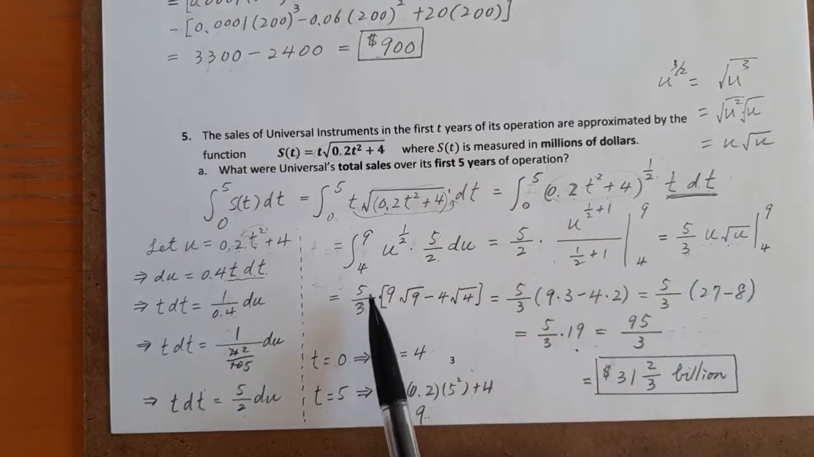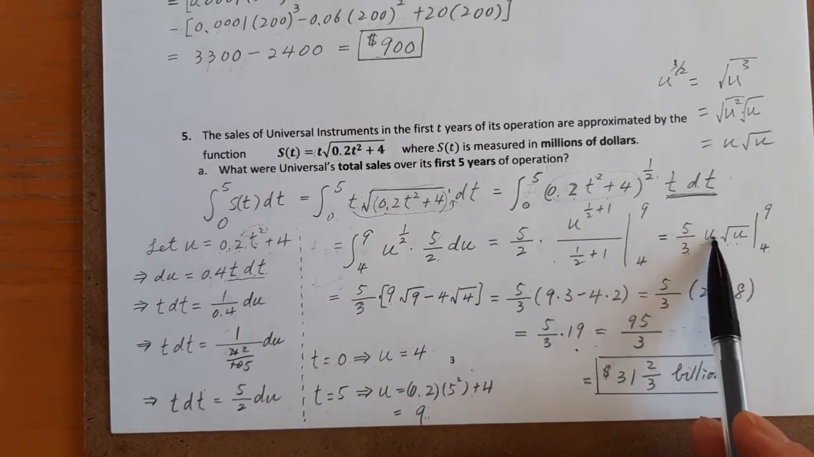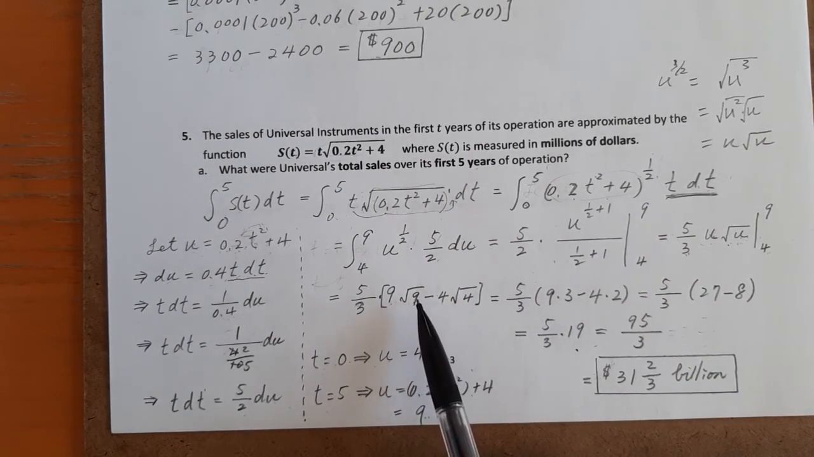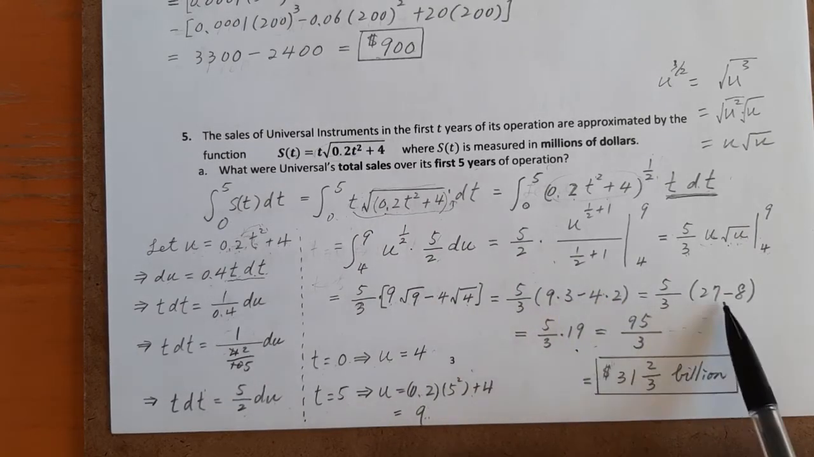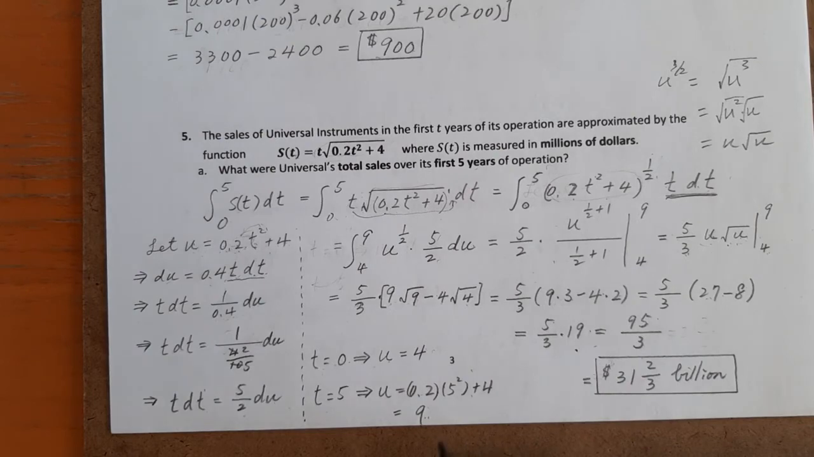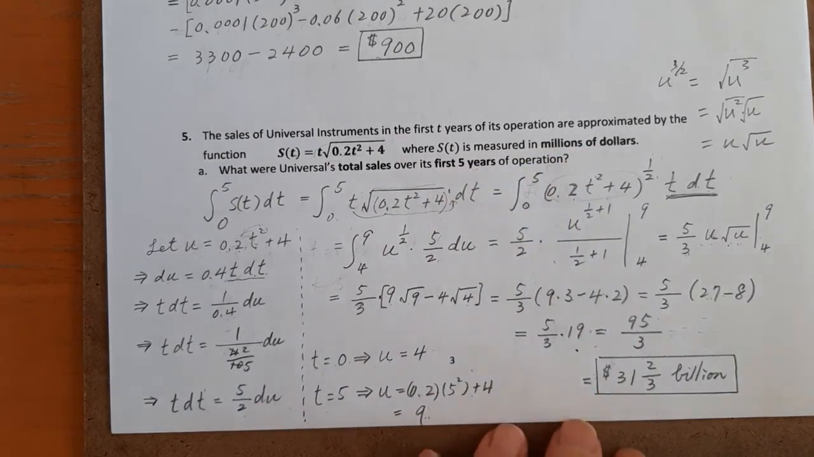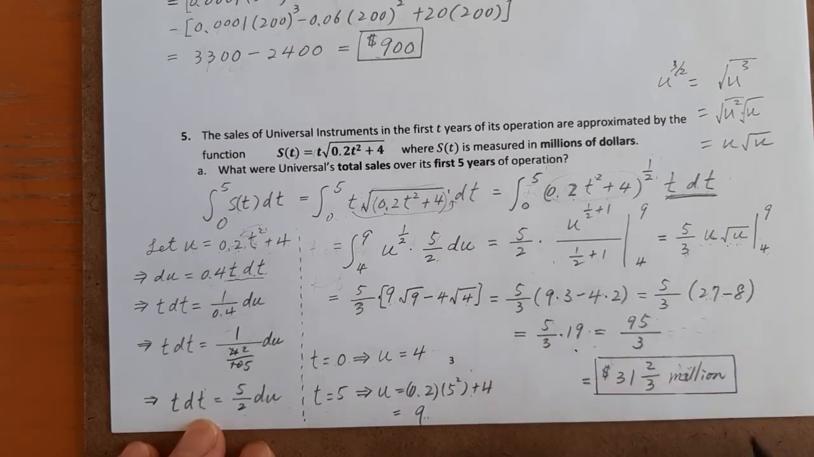And plug in. So it's 5 over 3, u is 9, and u is the square root of 9, minus u is 4, plug in u, so 4 times the square root of 4. And 5 over 3, the square root of 9 is 3, so get 9 times 3 minus 4 times the square root of 4, which is 2. So get 4 minus 2, so 27 minus 8. 27 minus 8 is 19 times 5. So it's 95 over 3. And divided, it is 31 and 2/3 million dollars. Millions of dollars.